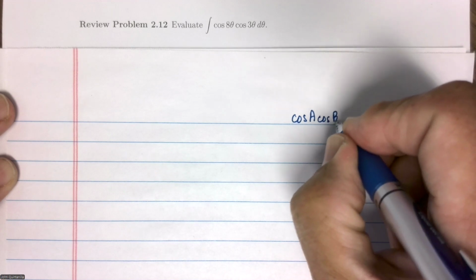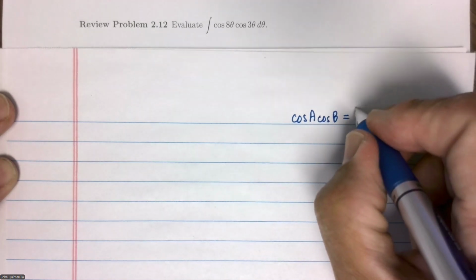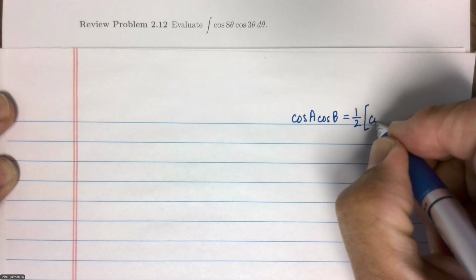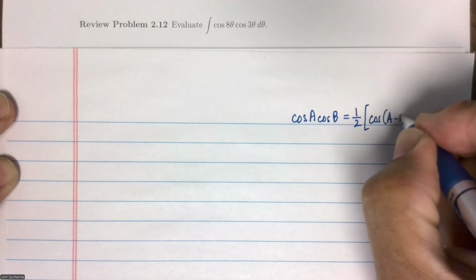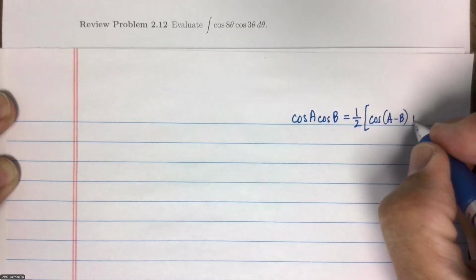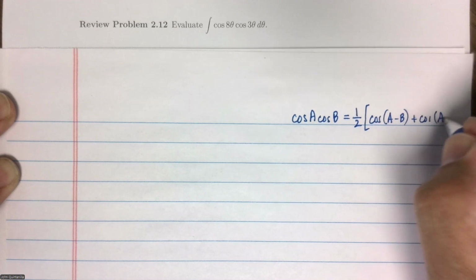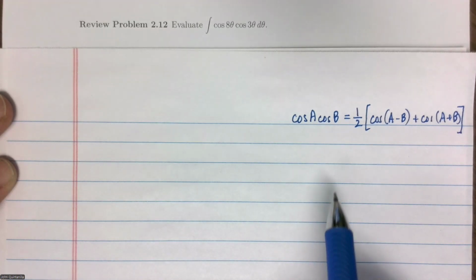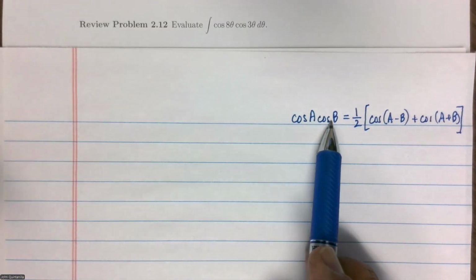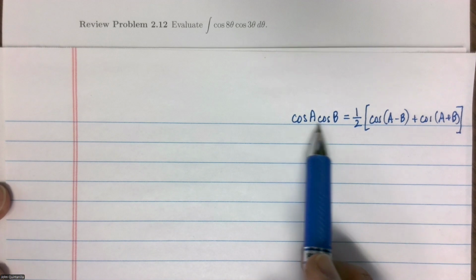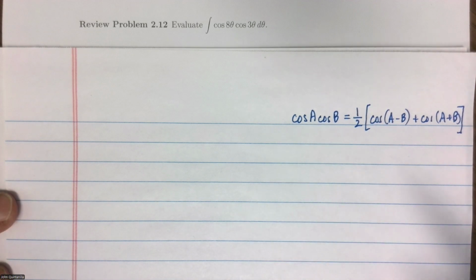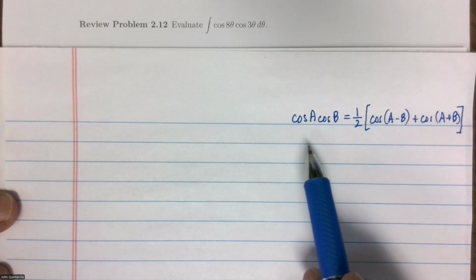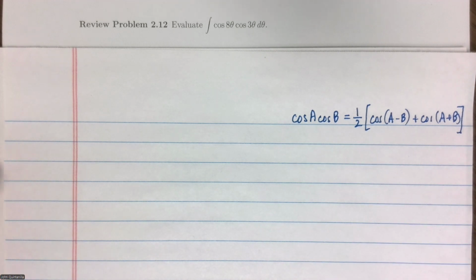The cosine of A times the cosine of B is equal to 1/2 times the cosine of A minus B plus the cosine of A plus B. So there's an identity for cosine of something times cosine of something. There's an identity for sine of something times sine of something. And there's an identity for sine of something times the cosine of something. So all three of these you should have with you for the exam.